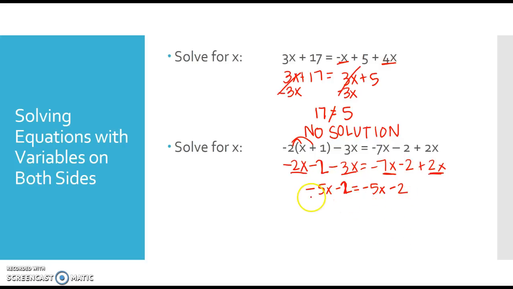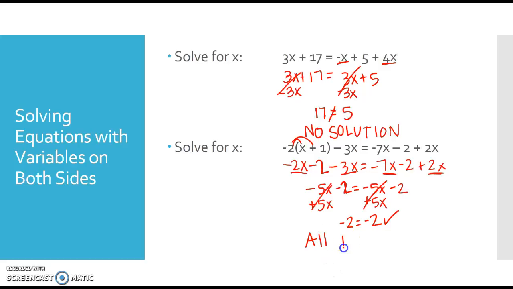You may notice right now that I have a negative 5x on both sides. That means if I go to move one by adding, both of them are going to cancel out, just like it happened up here. My x's went away. So if I bring down what's left, I have negative 2 equals negative 2. Now that is a true statement. Negative 2 does equal negative 2. So up here we had a false statement. Down here we have a true statement. So that means that I can plug in any x that I wanted to into my equation up here and it would work out. So that means that my answer is all real numbers.